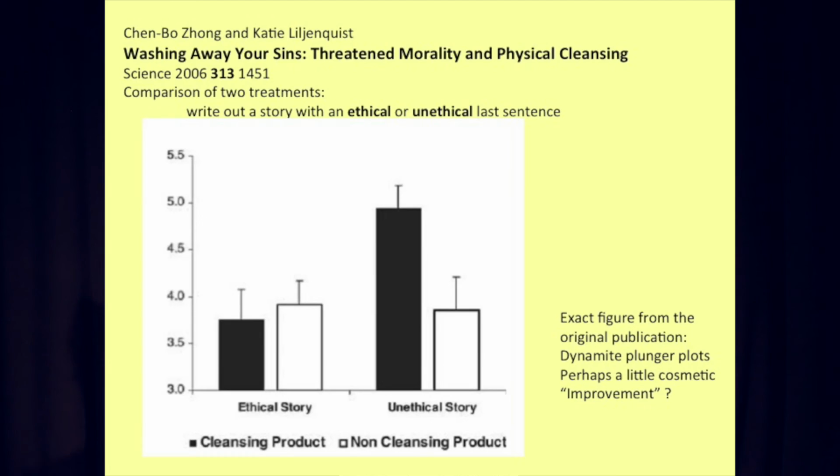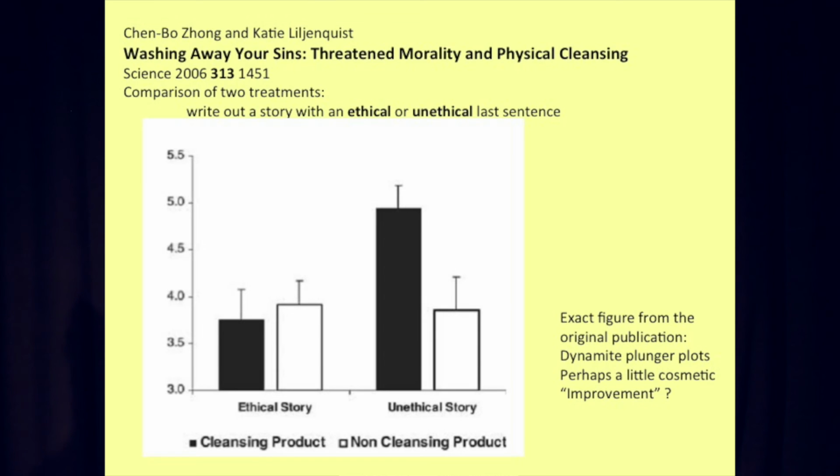What they then did was take those groups and ask them to rate their perceived value of a particular product, like Mars bars and things like that. And they rated them in terms of whether they thought they were good things or bad things. And the people who had had to write out the unethical story were much more likely to choose, they said, cleansing products, like they wanted to wash their sins away, than the people who had had the morally reasonable story.